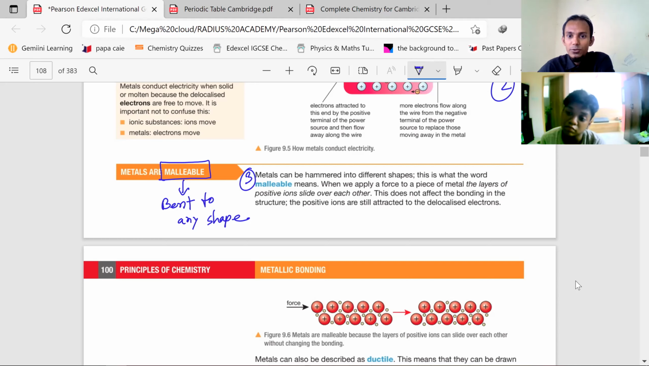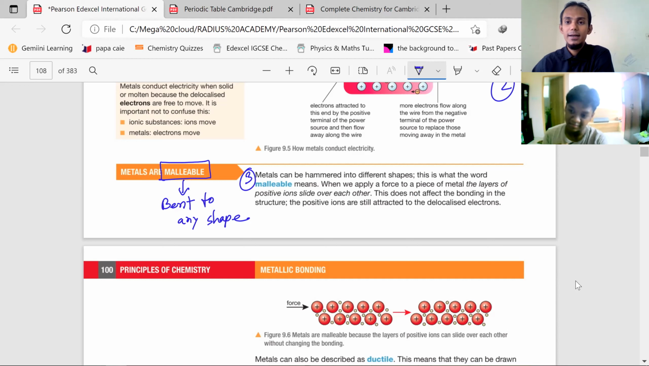So that is the thing. Metals can be hammered into different shapes. This is what the word malleable means. Malleable means what? They can be bent to any shape. That's it. Very simple and straightforward. Is it clear? Sir, glass can also be melted and then shaped again. So is it also malleable? No, glass is not malleable.